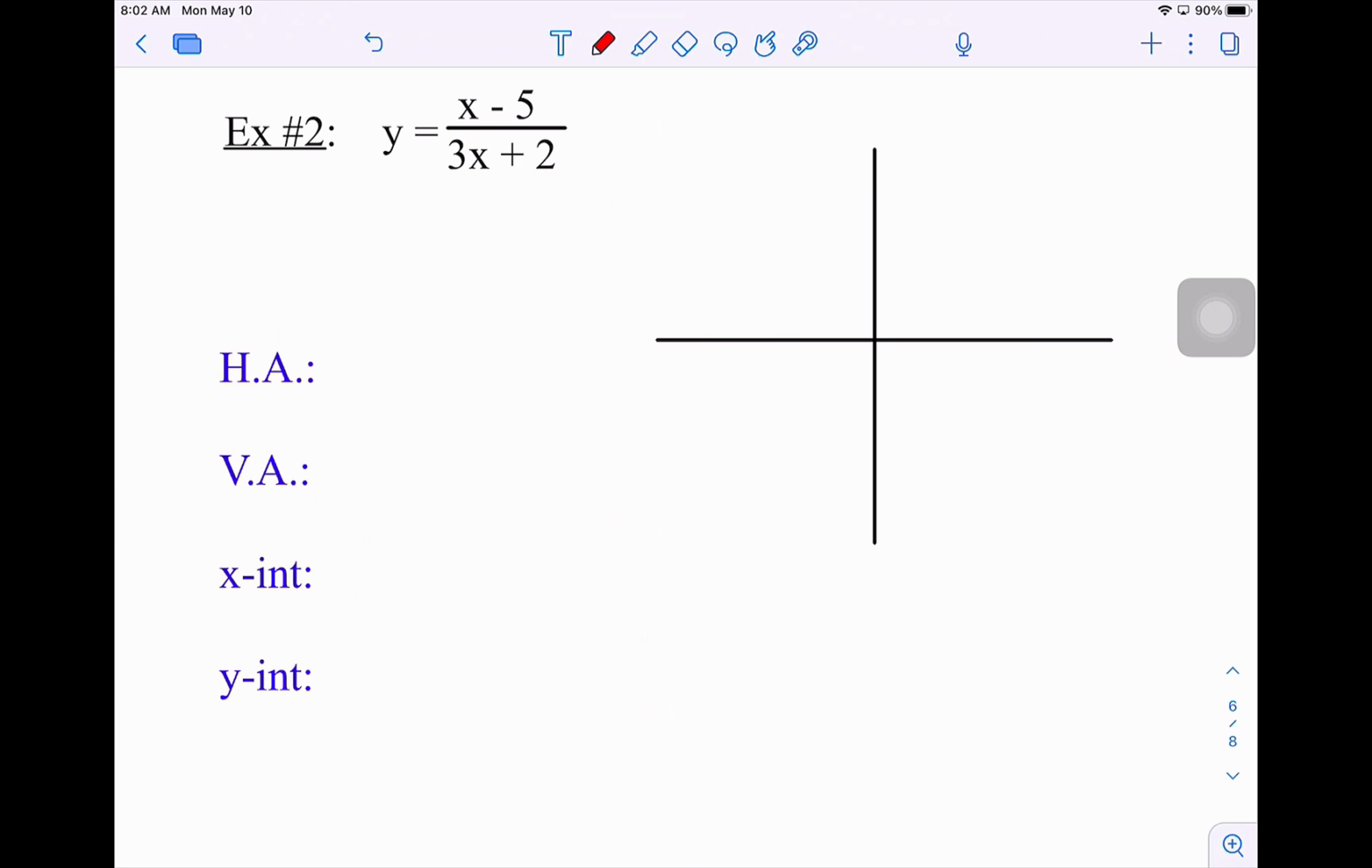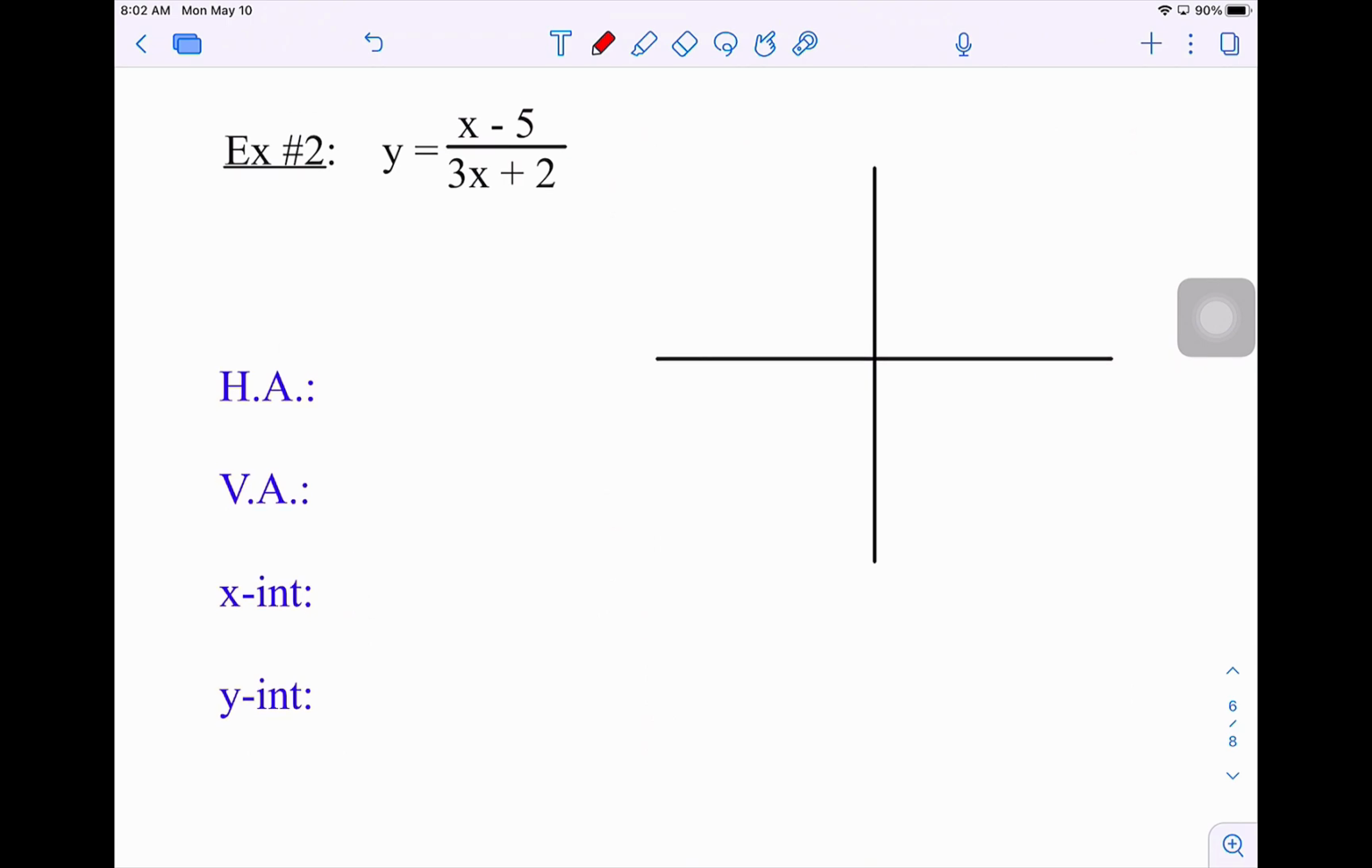What do we think? Abby, what do you think? Top heavy, bottom heavy, or tie? Yeah. Again, this is just like the previous one. x to the first power on top, x to the first power on bottom. So these are both linear functions, and therefore we have a horizontal asymptote at the ratio of the coefficients. On the top, there's no number written, but technically remember there's a 1 sitting right there. So we have a horizontal asymptote at y equals 1/3, the coefficients of those highest degree powers.